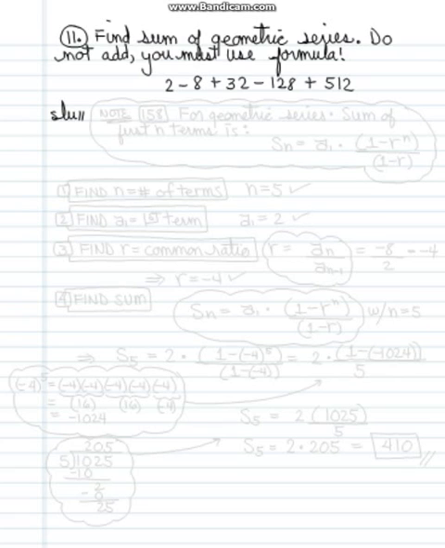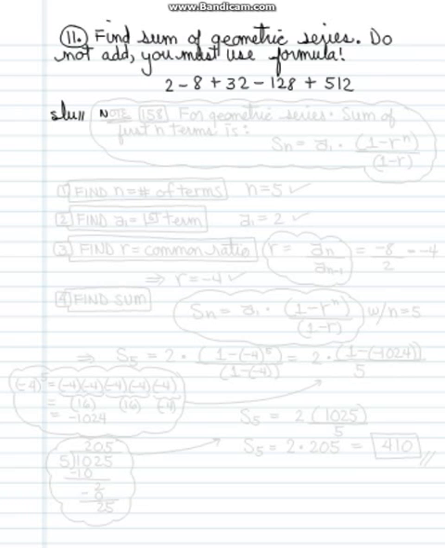Here we're asked to find the sum of a geometric series. They tell us it's geometric. Do not add, you must use a formula. And the sum is 2 minus 8 plus 32 minus 128 plus 512.